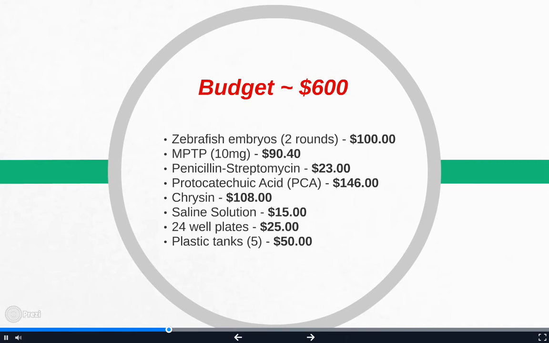Our budget totals to about $600 including shipping and sales tax. We will need 2 orders of total, 10 milligrams of MPTP costing $90, penicillin streptomycin costing $23, PCA costing $146, chrysin costing $108, saline solution costing $15, 24 well plates costing $25, and plastic fish tanks costing $50.